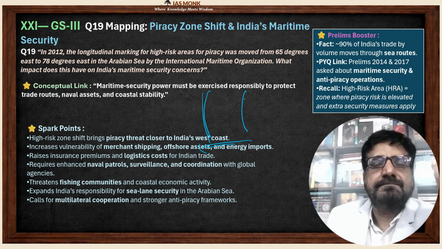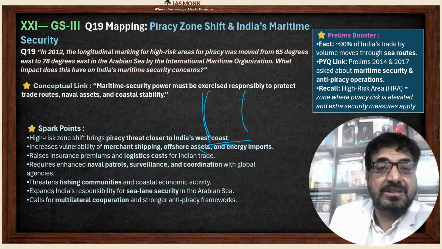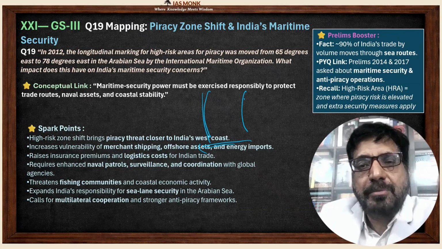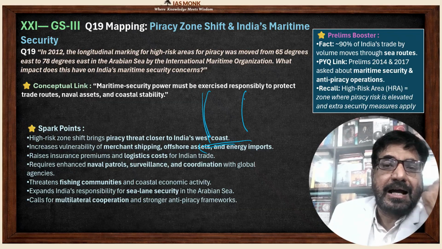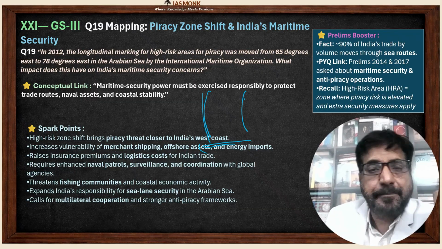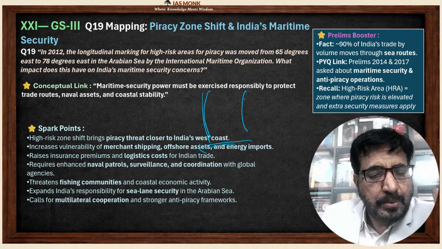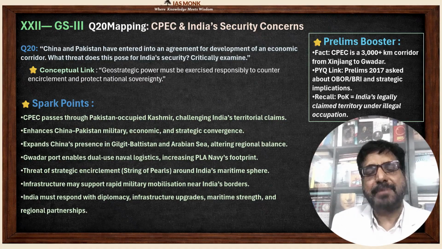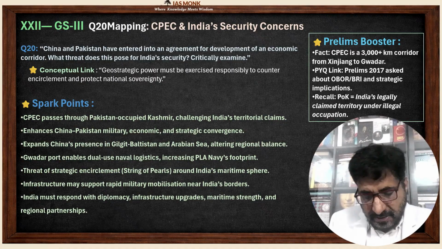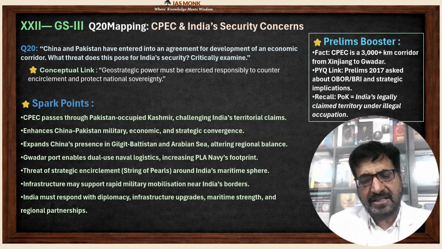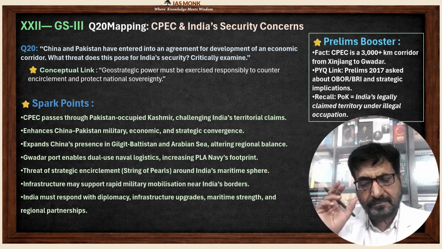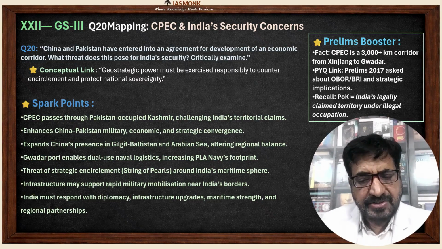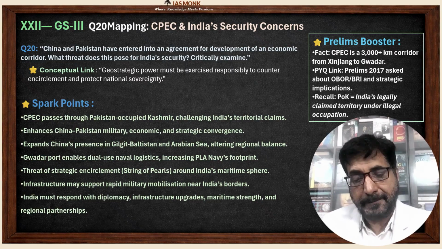Here again, greater maritime security power demands greater responsibility to safeguard sea lanes, protect economic interests, and ensure regional stability. Okay, moving on to the next question. This is the last question of this GS3 mains question paper. This question is: China and Pakistan have entered into an agreement for development of an economic corridor. What threat does this pose for India's security? Critically examine.